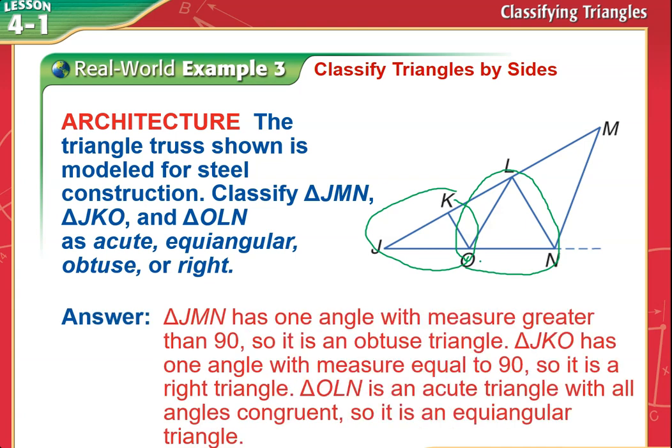Right. So JMN has one angle with measure greater than 90, so it's obtuse. Triangle JKO has one angle with measure equal to 90, so it's a right. So we were off a little bit. So this is a right triangle. Okay, it's hard to tell that. And this angle here is larger than 90, therefore it's obtuse. And then we have the other one that they're calling an acute triangle with all angles congruent. So they're calling it, like we thought, equal angular.